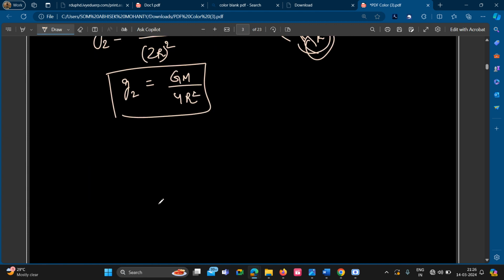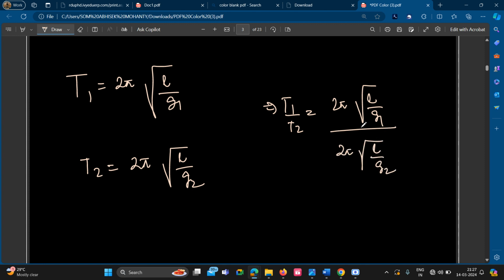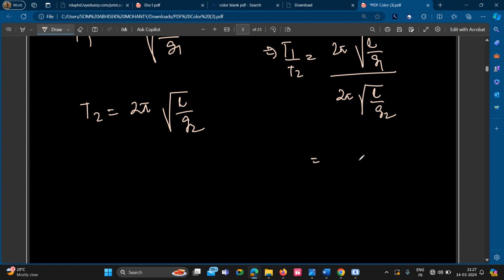Okay. So write the first time period, that is T1 is equal to 2 pi root over of L by G1. T2 is, see, length will not change. Length of a pendulum won't change because we just moved it. So T1 by T2 will be 2 pi root over of L by G1 divided by 2 pi root over of L by G2. Okay. So 2 pi cancelled out. L cancelled out. So it will be root over of G2 by G1 because G2 will go up, right? That is your T1 by T2.